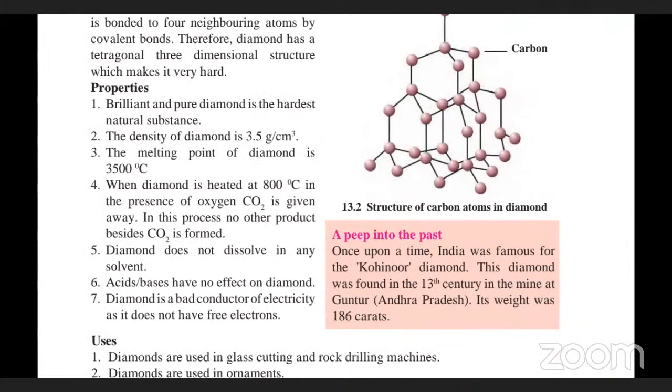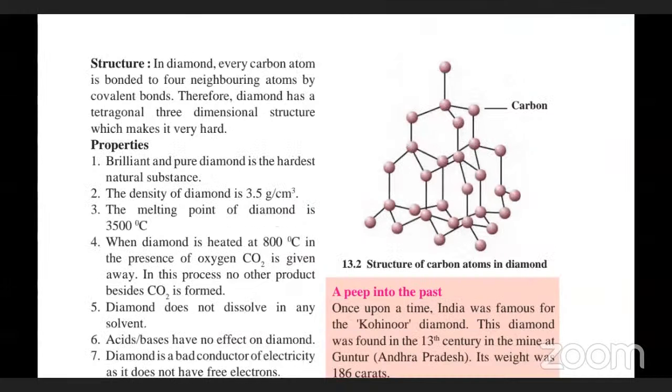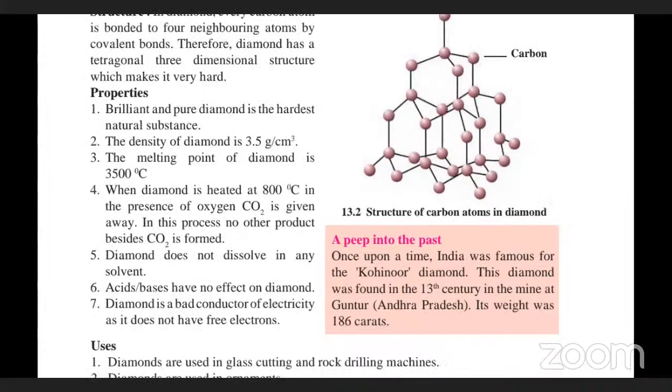The density is 3.5 gram per cm cube. Normally it is not possible to make diamond, because of the temperature which is required for creating such a beautiful structure. That type of temperature cannot be maintained in the laboratory.